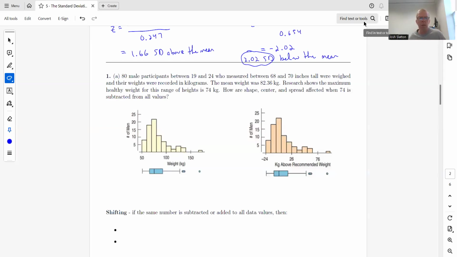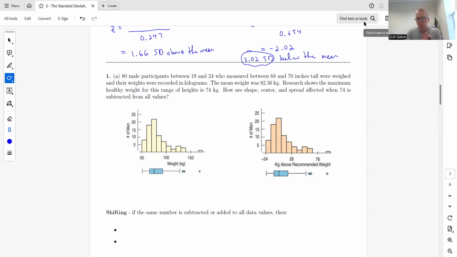Okay, so continuing on with chapter 5 material, we're going to move on to a new topic here, but still a little bit related. So number one, we have 80 male participants between 19 and 24 who measured between 68 and 70 inches tall, were weighed, and their weights were recorded in kilograms. The mean weight was 82.36. Research shows the maximum healthy weight for this range of heights is 74 kilograms. How are the shape, center, and spread affected when 74 is subtracted from all of the data values?